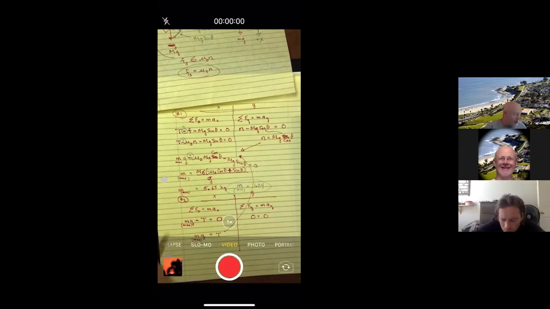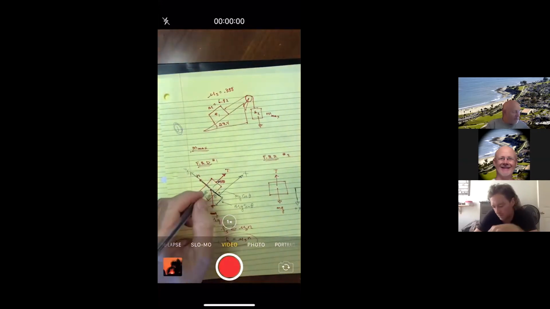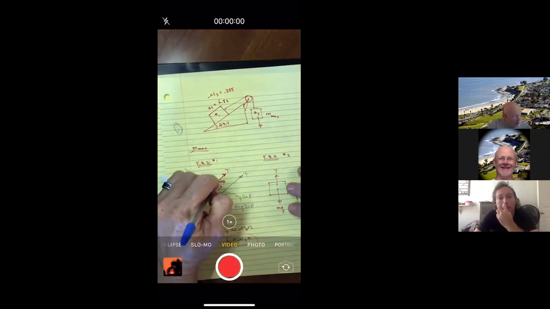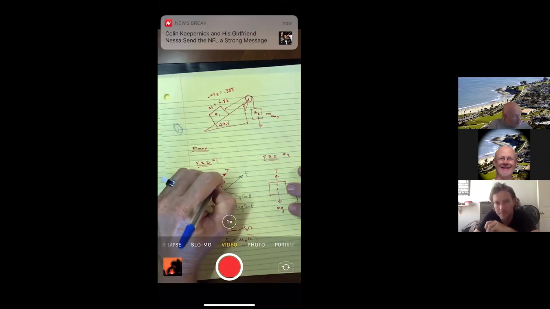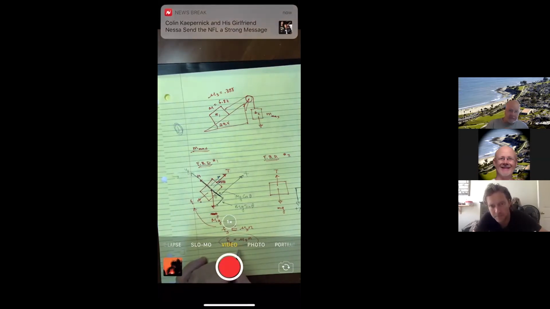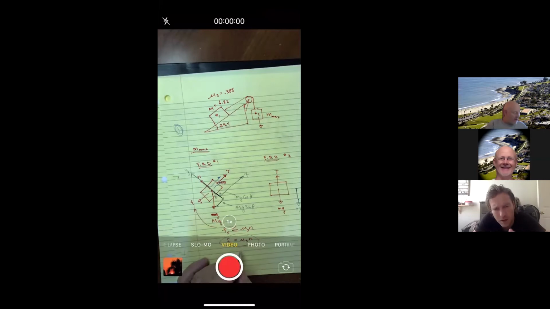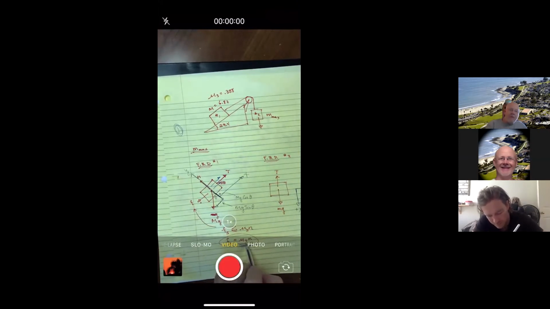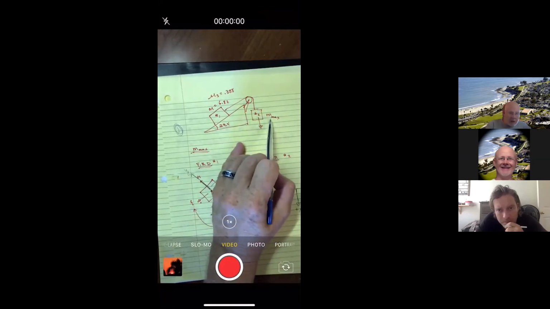Mm-hmm. Now, by the way, the comment I made at the beginning of this was, if I did the free body diagram for the minimum, then the force of friction would be uphill, but at its maximum value. Did you catch that? Sorry, say that one more time. The force of friction up the hill is its maximum friction up the hill. Okay. That gives me the smallest or minimum mass.